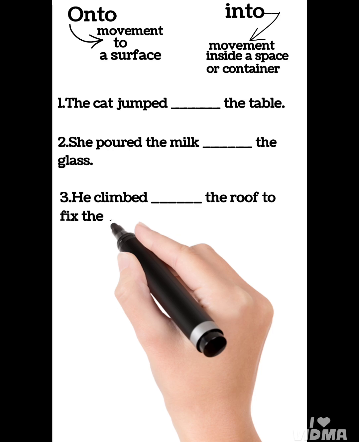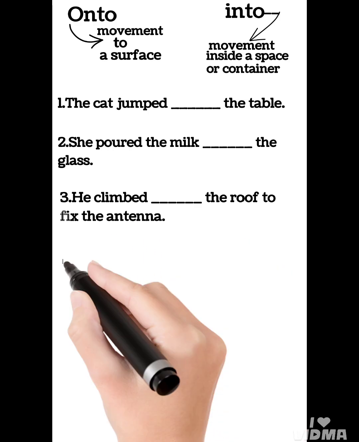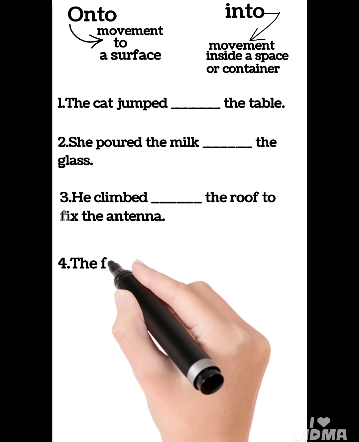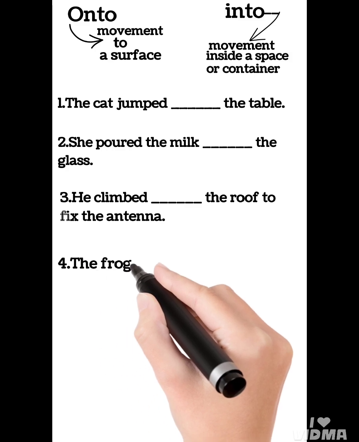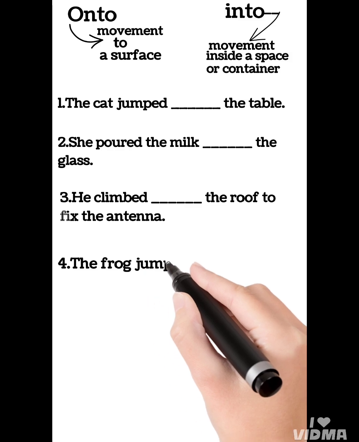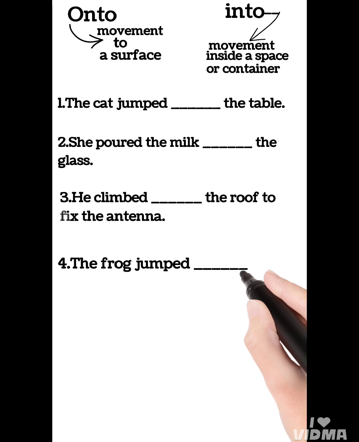Easy memory trick. Look for things that are open or flat. Example, the cat jumped onto the roof. Here, a roof is a flat surface. The cat is now on top.